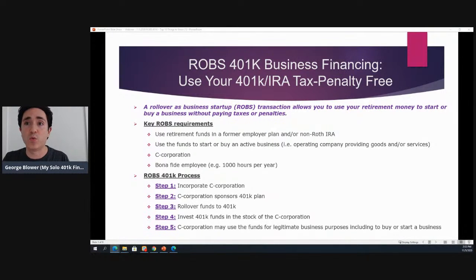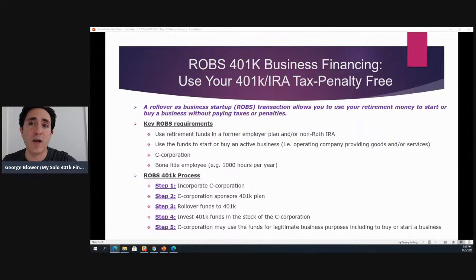One of the foundational requirements is that you need to be a bona fide employee. Typically that means you're working at least 1,000 hours a year. As far as the key steps, we've got them listed here on this slide. The first step in the process is that we would get the C corporation established. Usually that's going to be in the state that you live in, the state that you are going to operate the business in. And then once the corporation is established, the corporation is going to adopt a 401k plan.